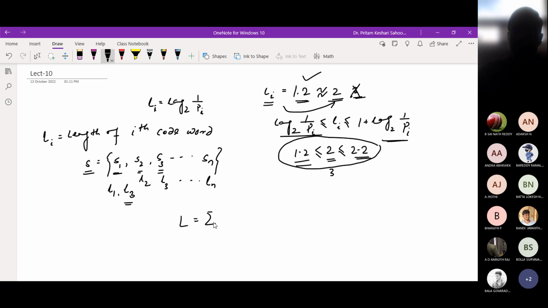So capital L is the summation from i equal to 1 to n, where n represents the number of symbols the source is generating, of p_i into l_i. So this l_i is the small l_i, the length of the code word, and p_i is the probability of every individual symbol, multiplied by the length of every individual symbol. So once we sum this up, we will get the average length of the symbol.